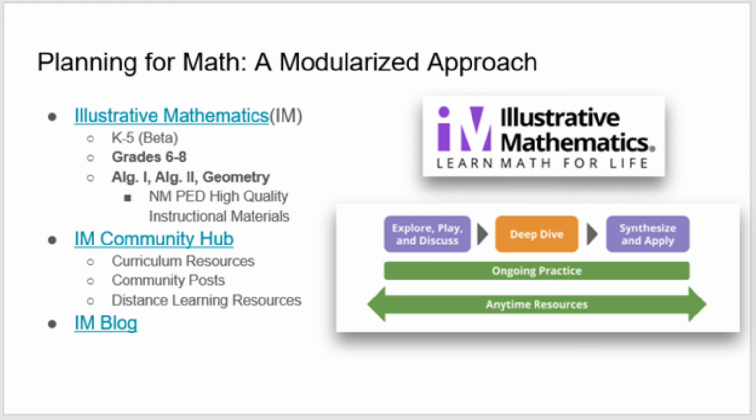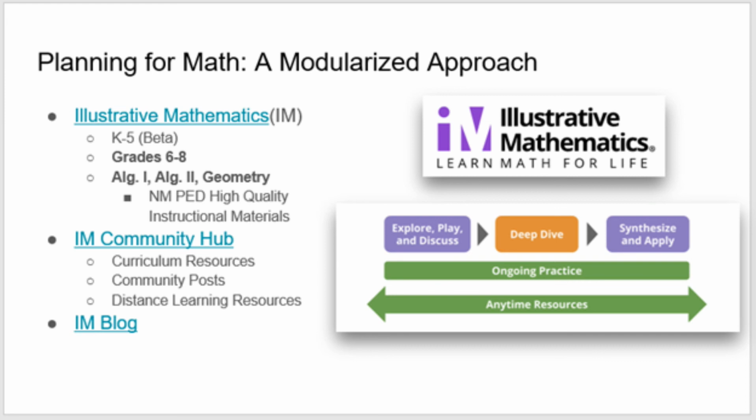They're the ones that put forth this modularized approach for their curriculum specifically that we've adapted for our purposes for this meeting together. And if you don't know Illustrative Mathematics, it does have K through high school, but the K through 5 is in its beta, which means it's not fully out yet unless you're part of the pilot program. But grades 6 through 8, their Algebra 1, their Algebra 2, and their geometry curriculum is all on the New Mexico PED high quality instructional materials. So even if it's not your curriculum, it might be a great anytime resource for you. So we wanted to make sure that we shared that information with you.